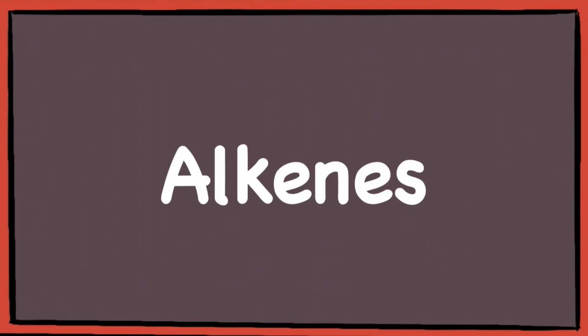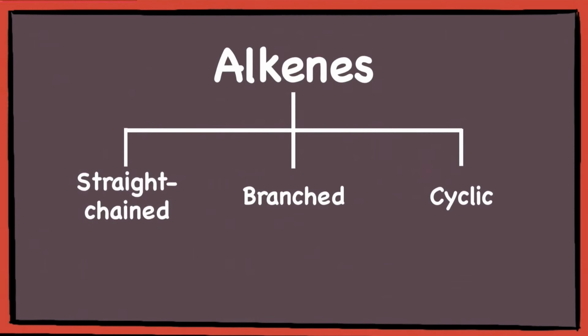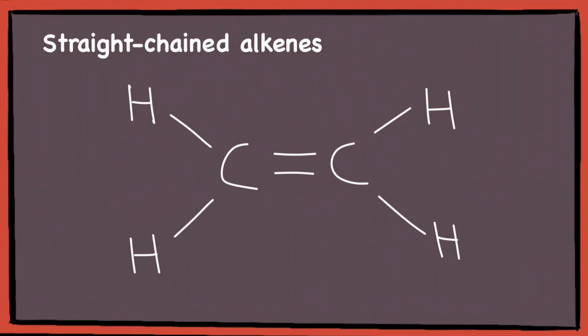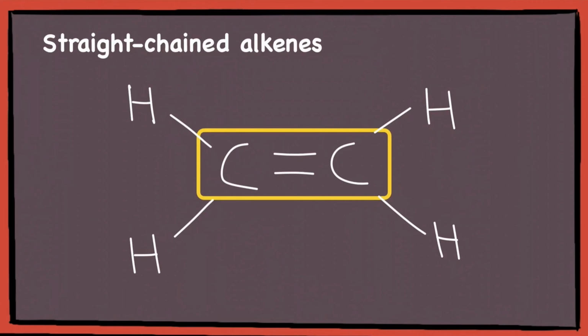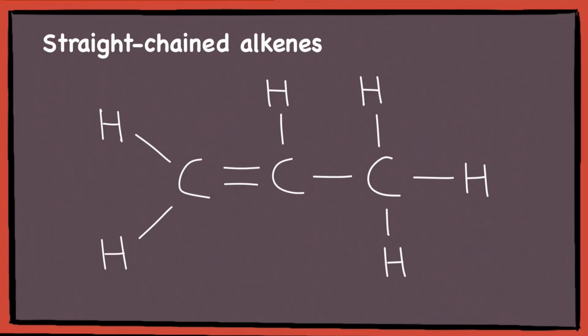For alkenes, they have the C=C double bond functional group and the suffix -ene. There are 3 types of alkenes: straight chain alkenes, branch alkenes, and cyclic alkenes. For straight chain alkenes like this organic compound, since it's an alkene with 2 carbon atoms and there are no side groups, it's called ethene. If there are 3 carbon atoms with no side groups, it's called propene.